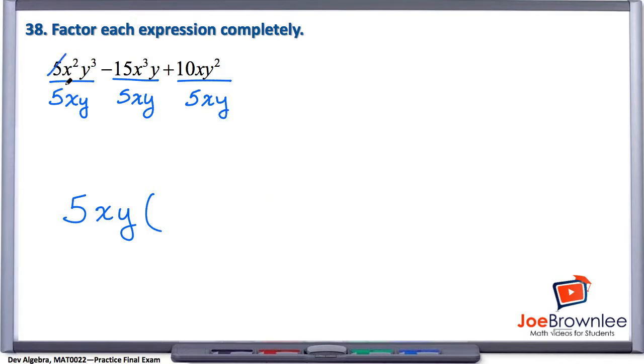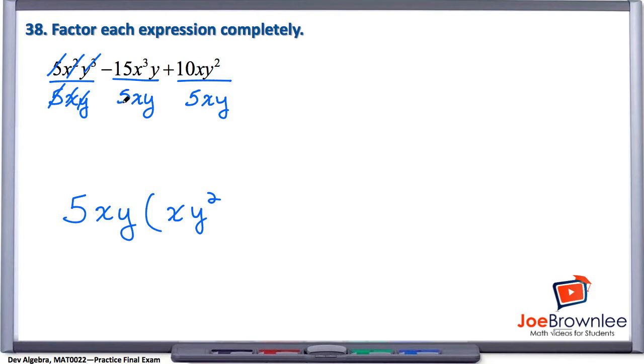So we can see that, well, 5 and 5 cancel. We have x squared divided by x, and again, we're top heavy by 1, so we'll have a single x left. Here we have y cubed over y. Again, we're top heavy, this time by 2, so we'll have y squared. And now this first term is done.